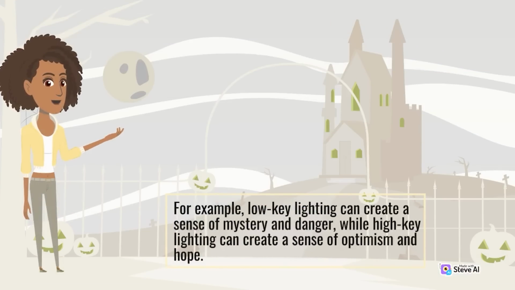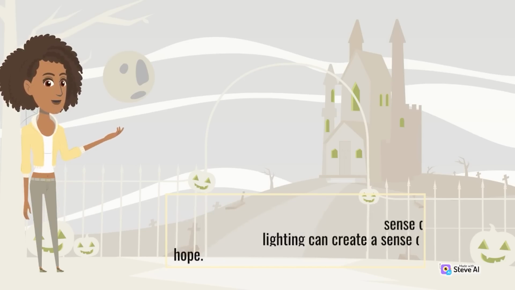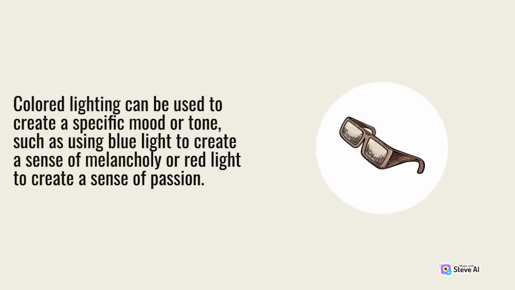For example, low-key lighting can create a sense of mystery and danger, while high-key lighting can create a sense of optimism and hope. Colored lighting can be used to create a specific mood or tone, such as using blue light to create a sense of melancholy or red light to create a sense of passion.